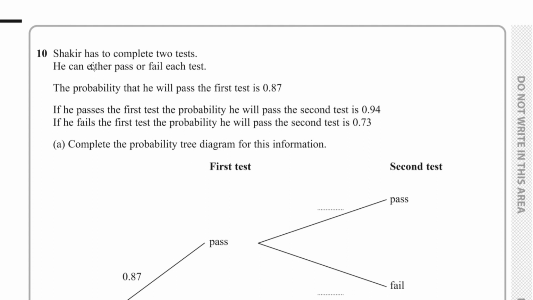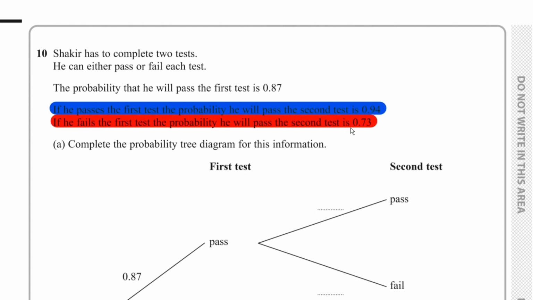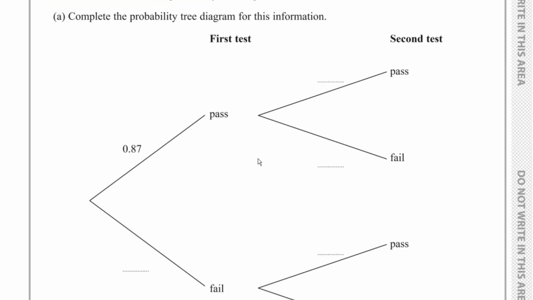Question number 10. Shakir has to complete 2 tests. He can either pass or fail each test. The probability that he will pass the first test is 0.87. If he passes the first test, the probability he will pass the second test is 0.94. If he fails the first test, the probability he will pass the second test is 0.73. Part A, complete the probability tree diagram for this information.